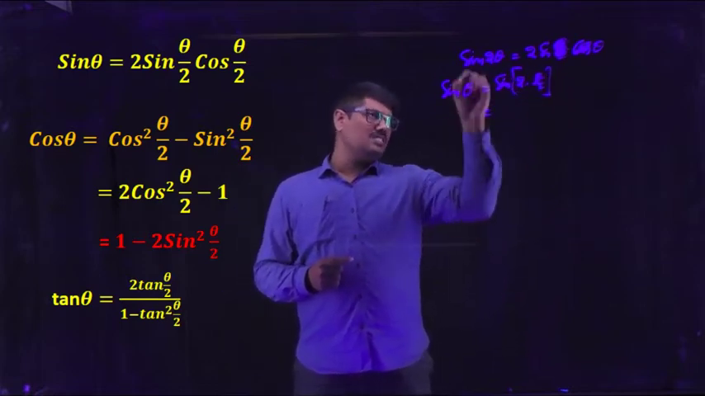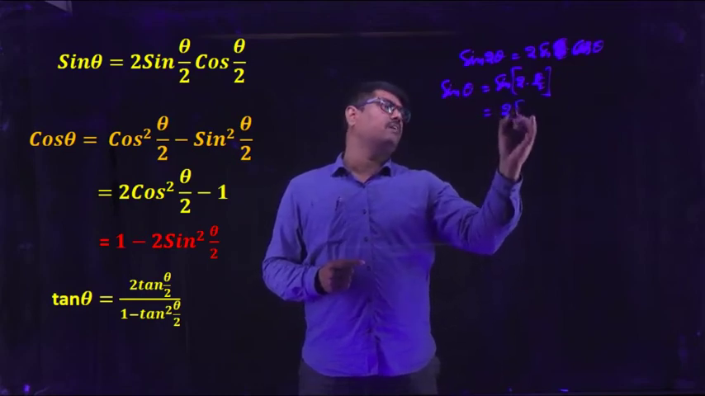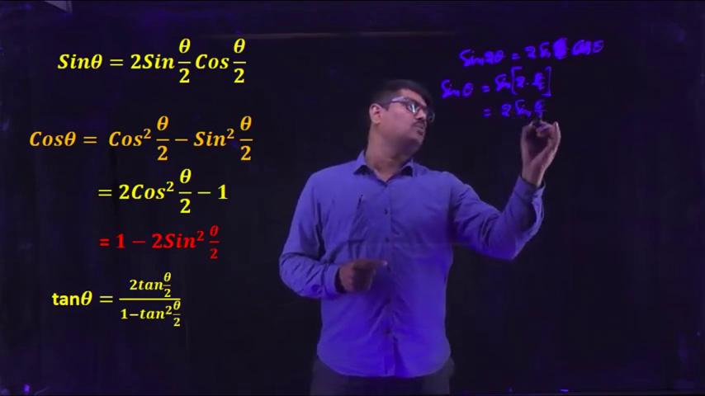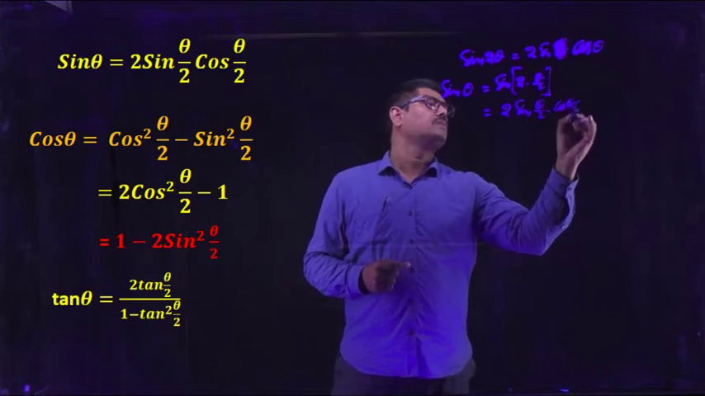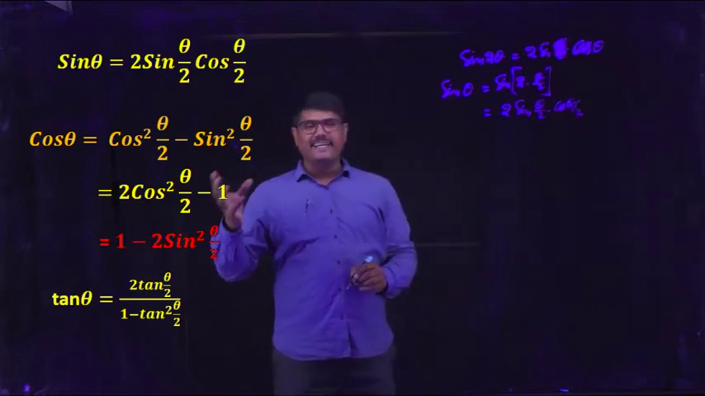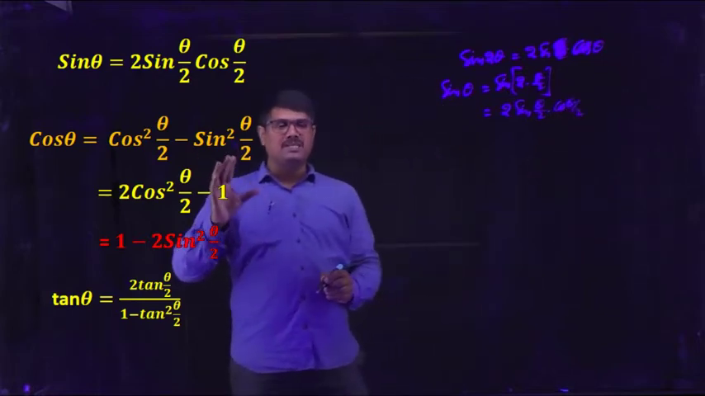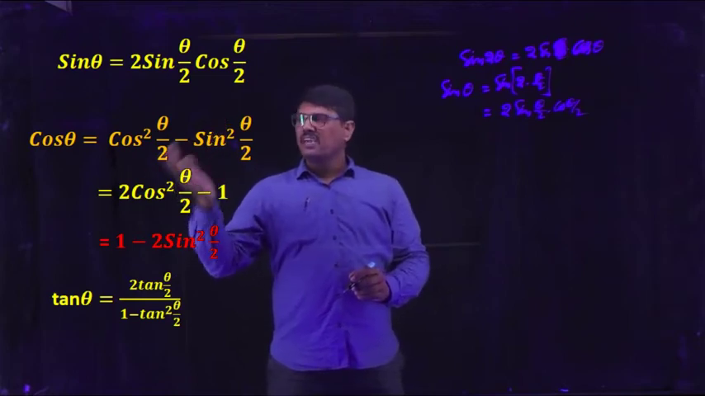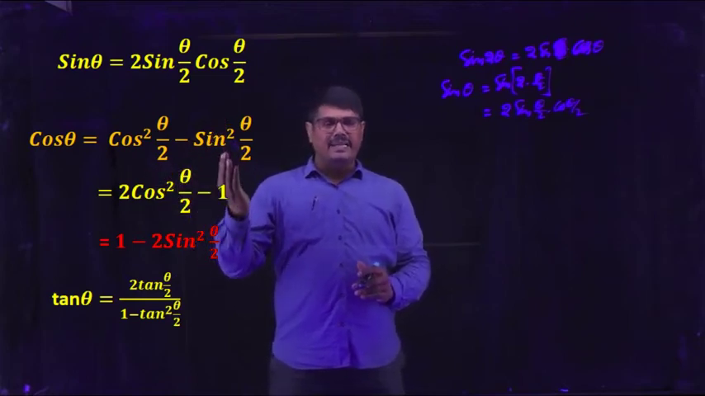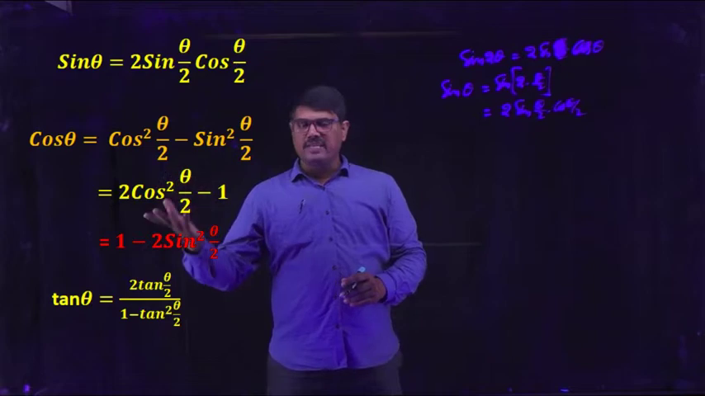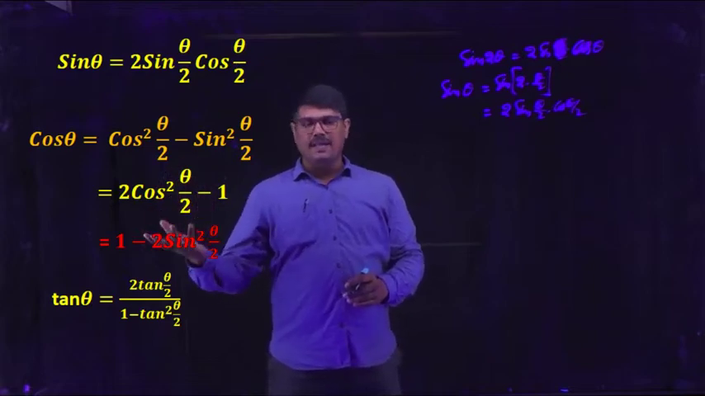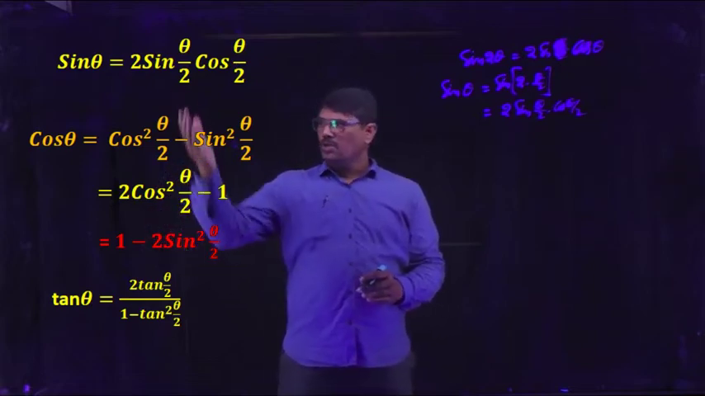So using that same formula sine 2 theta, it will become 2 sine theta by 2 cos theta by 2, treating theta as 2 into theta by 2. That means the formulas came here by replacing theta with theta by 2. In all the previous formulas, replacing theta with theta by 2, you can get all these formulas.